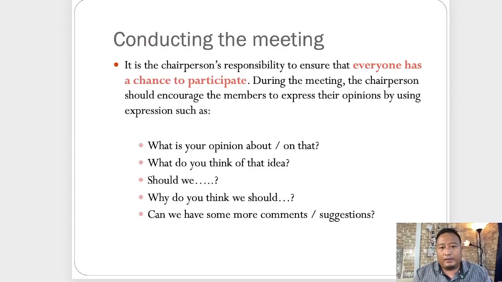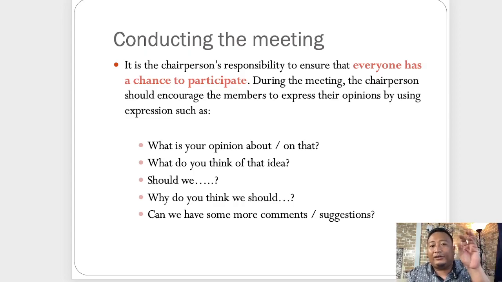So, conducting a meeting. When you conduct a meeting, in every single procedure the chairperson takes a very big role. The chairperson is the one who conducts the meeting to make the meeting look dynamic, to delegate the tasks, to ask for opinions and so on. The responsibility of the chairperson is to make sure that everyone has a chance to participate. During the meeting, the chairperson should encourage the members to express their opinions by using expressions such as, what is your opinion about this? What do you think of that idea? Should we do this? Should we not? Why do you think we should? Can we have some more comments, suggestions, and so on.